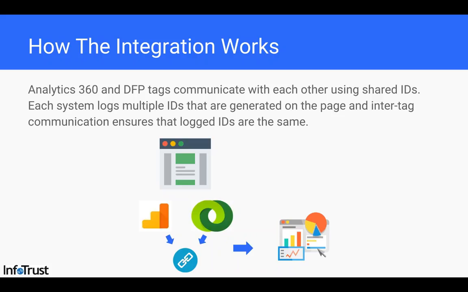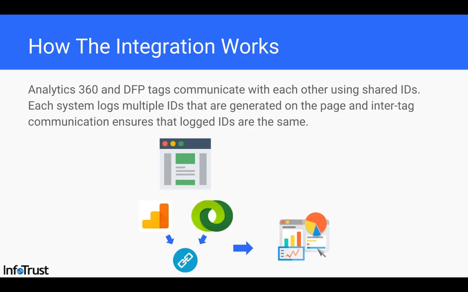Essentially, GA360 and DFP are both going to utilize JavaScript tags to collect information on the page and information about certain ad interactions. Through that integration, the Google Analytics 360 and DFP tags are going to communicate with each other and essentially share an ID. So there's a shared ID being used to identify joint actions by a user on the page. Each of these systems is going to be logging multiple IDs that are generated on that page, and inter-tag communication ensures these logged IDs are the same. Essentially they're able to talk to each other and say, what do you have for an ID? Okay, here's what I have. Okay, let's match these up.